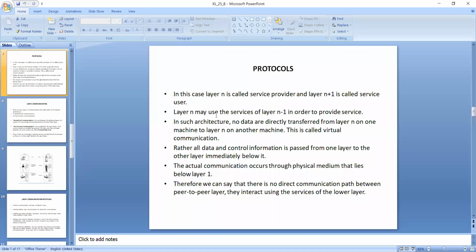Layer N may use the services of layer N minus 1 in order to provide service. For example, here N is 2. Layer 2 uses the services of layer 1 in order to provide services to layer 3. Don't get confused. Layer 2 accepts services from layer 1. Here layer 1 is the service provider and layer 2 is the service acceptor. So layer 2 accepts the services from layer 1 and becomes a service provider to layer 3.